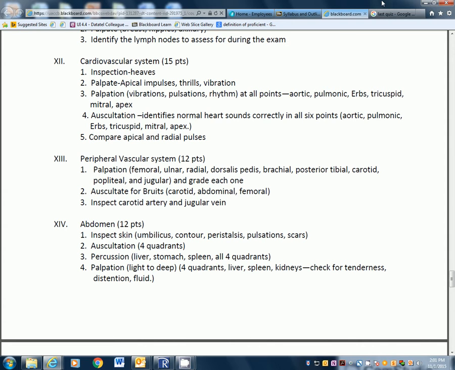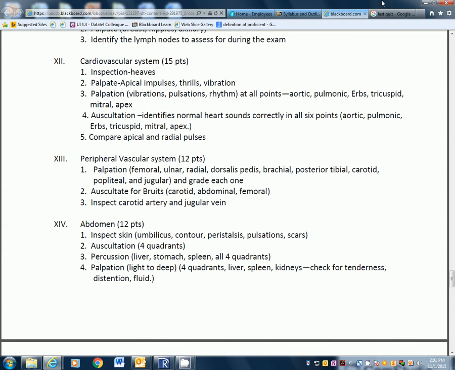Now, again, when you do that, if you look on page 507, while you're at the hands, you always want to check for cap refill. Then you want to do both pulses at the same time because you're seeing if they are equal. You'll also be doing them on a point scale, with 2+ being normal. If they're weak, then it's a 1+. If they're absent, a 0. Or if they're bounding, it would be a 3+.